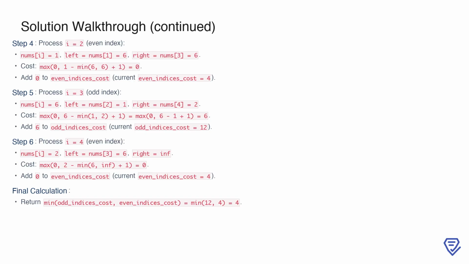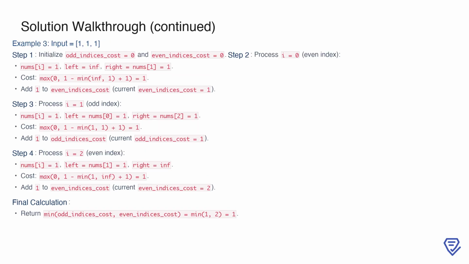Finally, for index 4, which is an even index, nums[4] equals 2. Here, the left neighbor is nums[3] equals 6, and without a right neighbor, right is set to infinity. The cost to make nums[4] smaller than its neighbors is max(0, 2 - min(6, inf) + 1), which equals 0. Adding this to even_indices_cost leaves it at 4. The final step is to return the smaller of odd_indices_cost and even_indices_cost. Here, the result is min(12, 4), which equals 4.